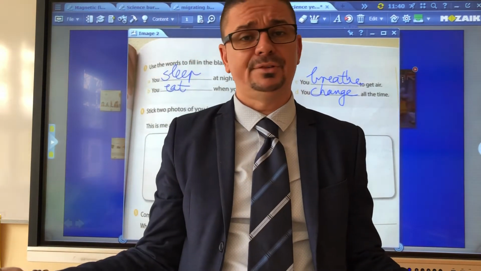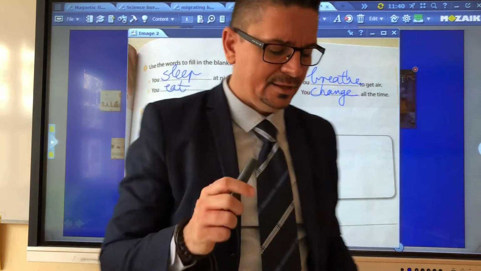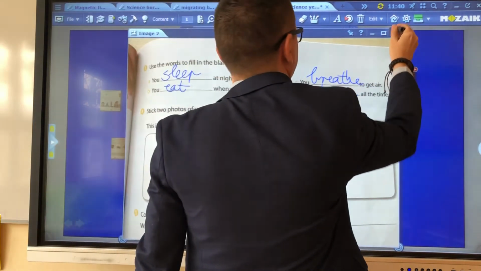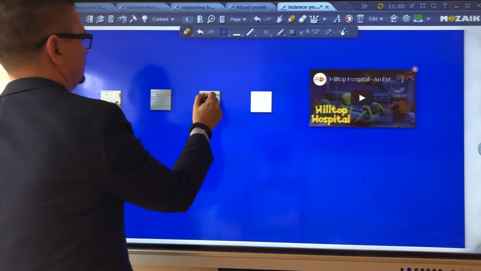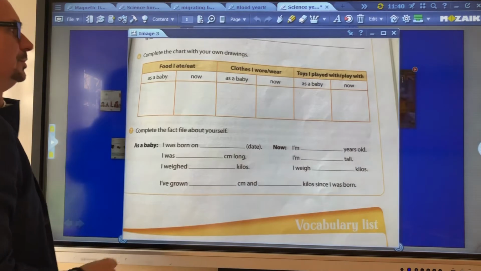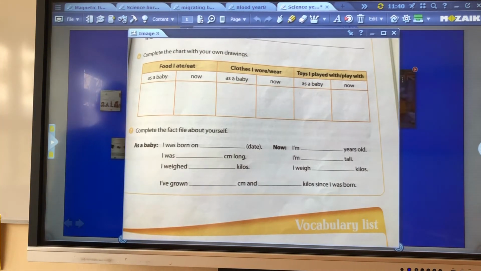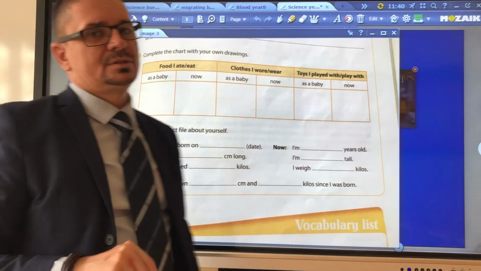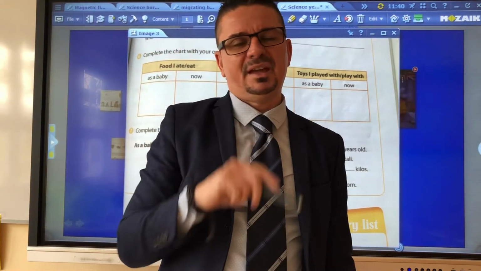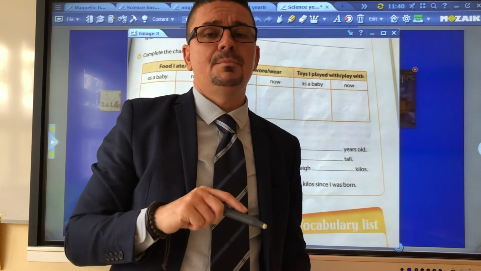Because we are all different. And we were different when we were babies. I think we need to concentrate on some facts now concerning these. So, look at this. Complete the chart with your own drawings. Okay, I'm not so good at drawing now because with this pen it's not that simple. So I'm going to just write things there, but you can draw.